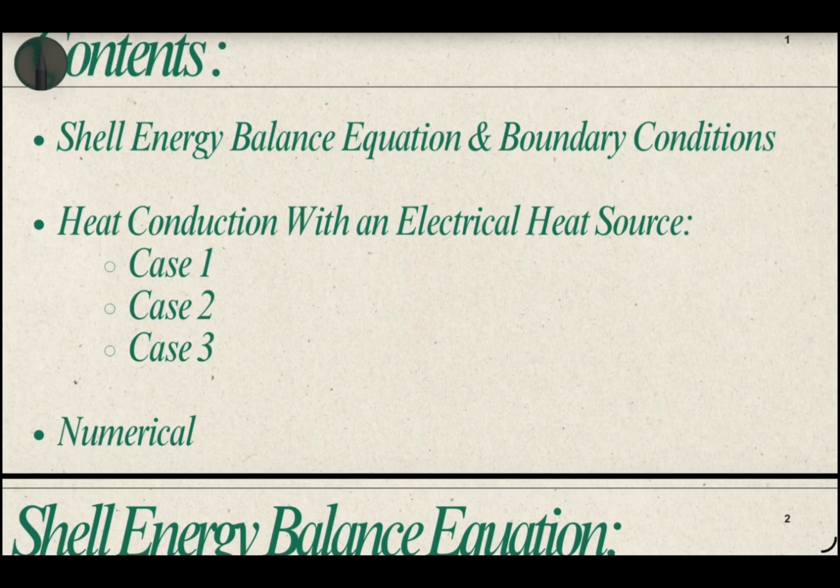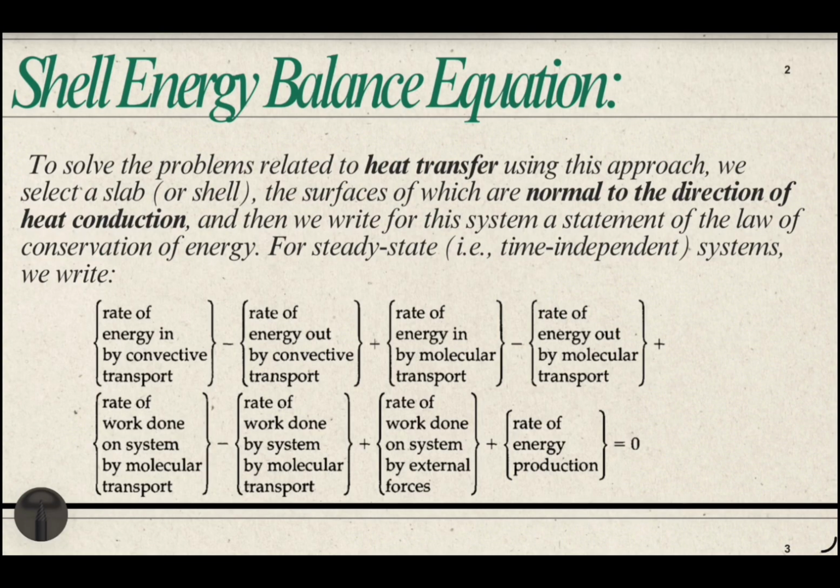In that we will cover three cases. Case 1 would be that of an electric wire whose surface temperature is given. The second case would be the same electrical wire, but now the temperature of the surrounding is given. And in the third case, the wire is insulated by an insulator with a different thermal conductivity. So it's like a composite heat transfer problem. And then we will be performing 2-3 numericals. So let's start with shell energy balance and understanding it.